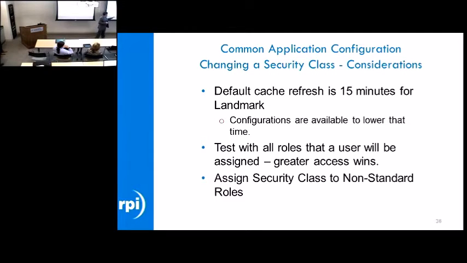Another key is when you're making security changes, you want to test with all the roles that the user is going to have. Like I said, you may have access to pay rate in one role and not access to pay rate in the other role, and the access to pay rate wins because the greater access wins. And then we want to assign the security class to a non-standard role, which means you want to create it.